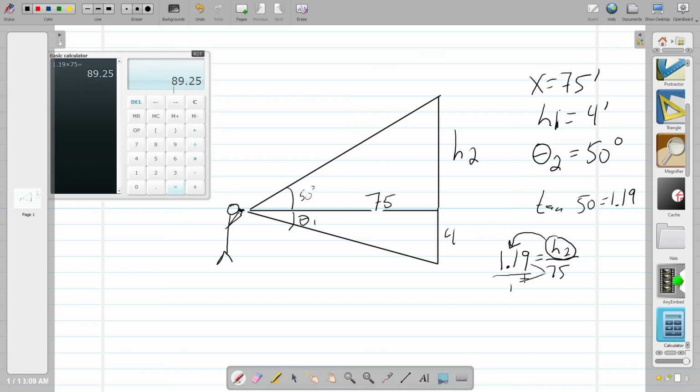1.19 times 75. And then multiply that way, we would divide that way. Dividing by 1 does nothing. So we know that this is approximately, and I say approximately because I used a rounded value instead of just the tangent, 89.25 feet.